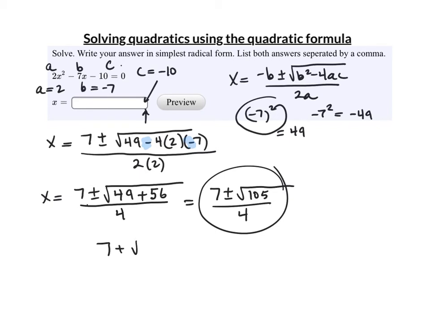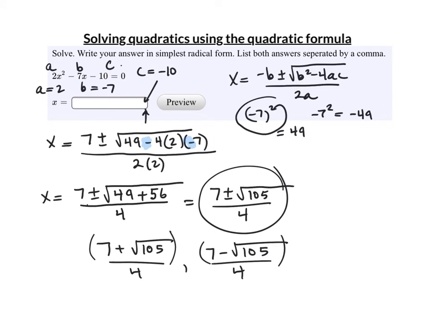7 plus the square root of 105 divided by 4, and 7 minus the square root of 105 divided by 4. And in WAMAP, it's going to require you to put parentheses here so it knows where the fraction bar stops and ends. Again, there's examples in WAMAP under the answer box that shows you how to plug it in.